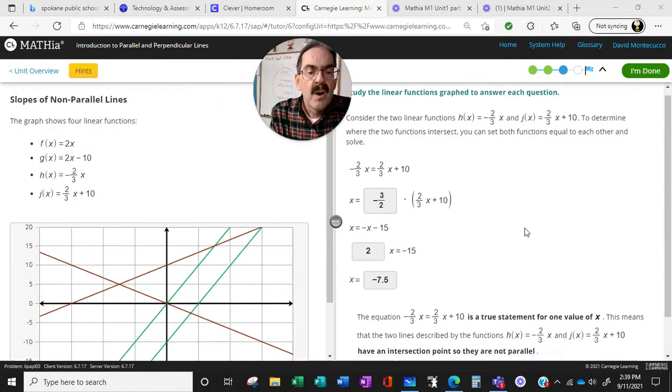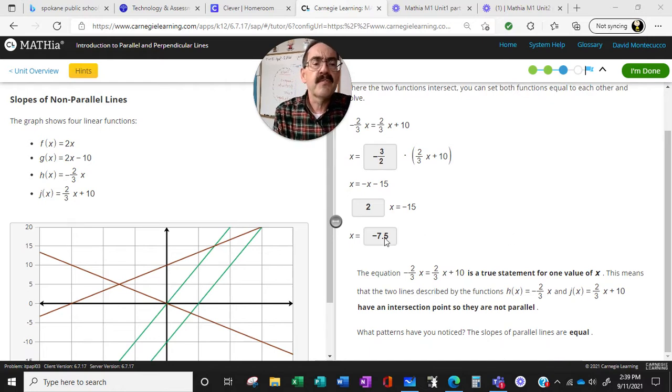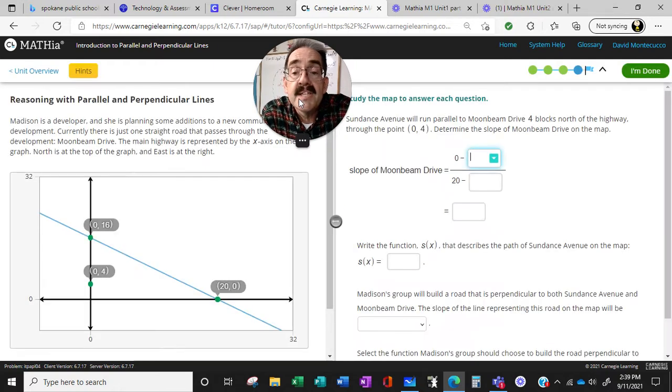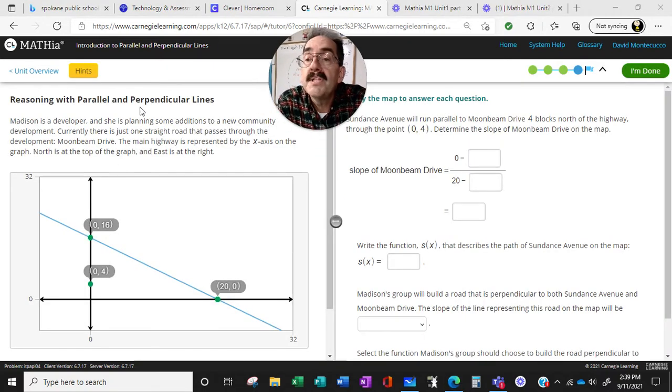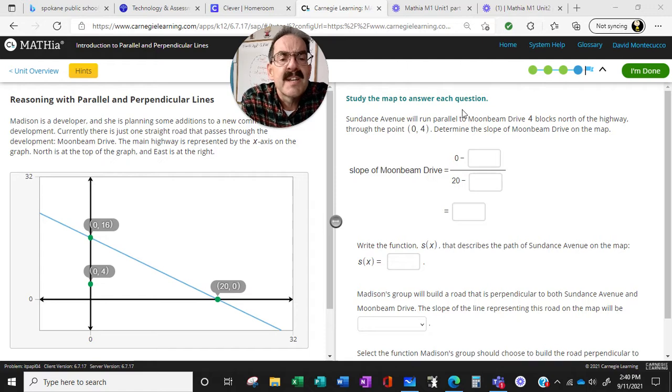Yeah. Okay, so I think the last time what we did was we forgot to hit I'm done. All right. So when we hit I'm done, let's see if it gives us a new problem. Reasoning with parallel and perpendicular lines. So this developer has a highway. Think of like Northwest Boulevard on the north side of town. We have these data points, and we're going to connect the lines. Sundance Avenue will run parallel to Moonbeam Drive, 4 blocks north of the highway through point (0, 4). So here it is, (0, 4).